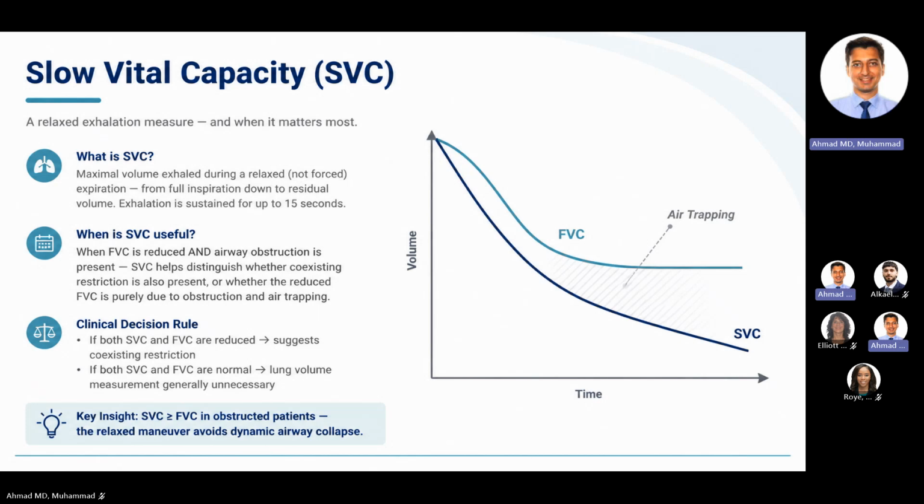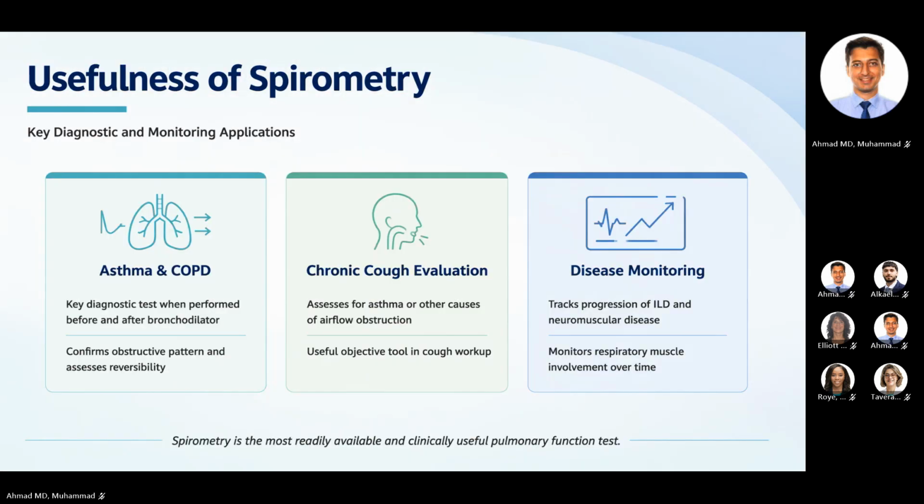The slow vital capacity is also used to confirm that the forced vital capacity on spirometry is a true reduction and not related to bronchospasm. The SVC helps in distinguishing whether coexisting restriction is also present. Remember, if both the slow vital capacity and the forced vital capacity are reduced, this suggests coexisting restriction.